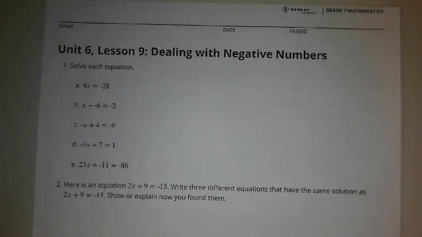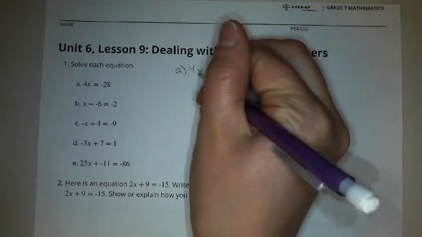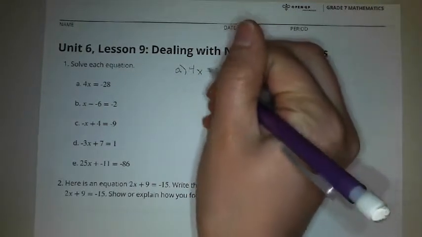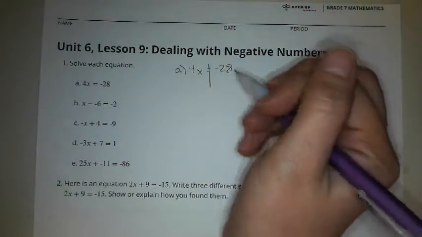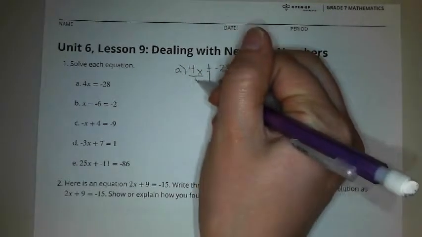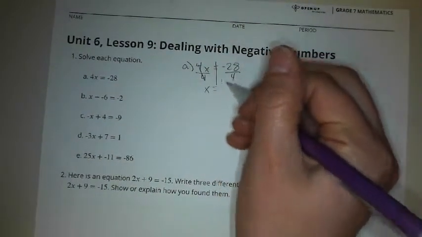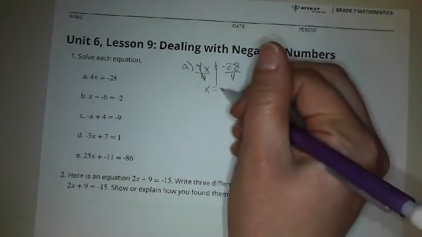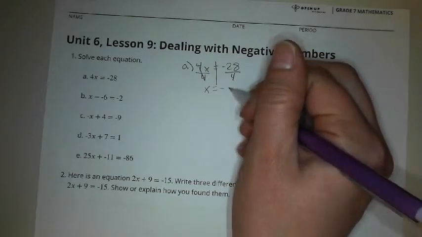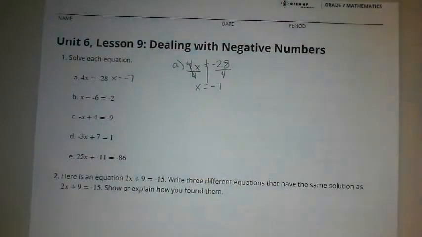All right, so here we have Unit 6, Lesson 9, dealing with negative numbers, so solve each equation. So for A, I have 4x equals a negative 28. Split it down the center here. I'm doing the opposite of 4 times x, so I'm dividing both sides by 4. So that cancels. X would equal a negative divided by a positive is going to give me a negative, and 28 divided by 4 is 7. So x equals negative 7 there.